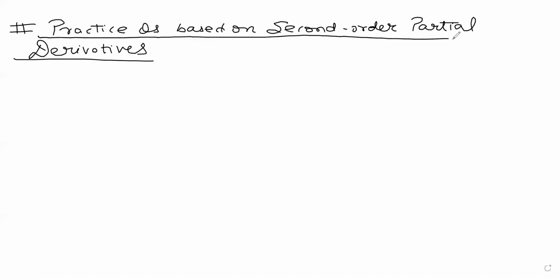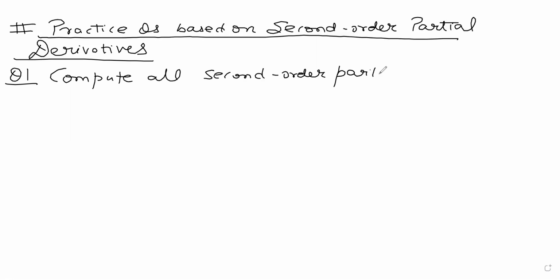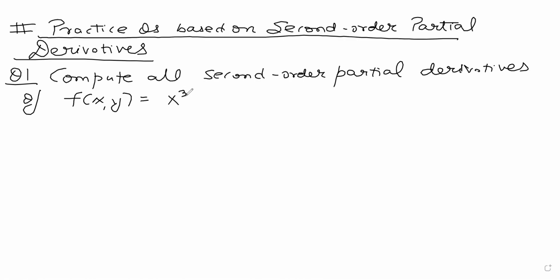So let's look at these questions. Question 1. Compute all second order partial derivatives of the function f of x y equals x cube y plus x square y square plus x plus y square. I have taken the same function which we have taken before in our lecture. Okay, so let's find all the second order partial derivatives as follows.